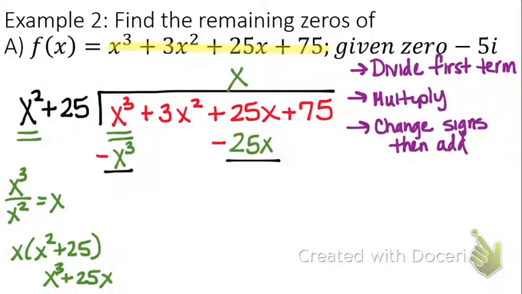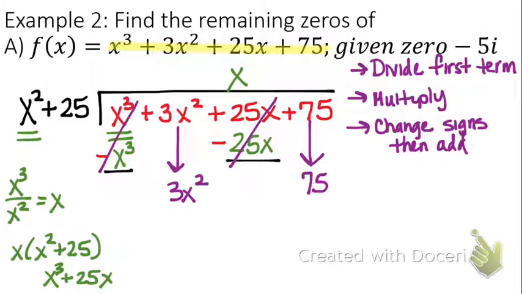Okay, so now we're going to repeat. So these will cancel because x cubed minus x cubed is 0 and 25x minus 25x is also 0. So now we're going to bring down this term here. And we're going to repeat those steps again.